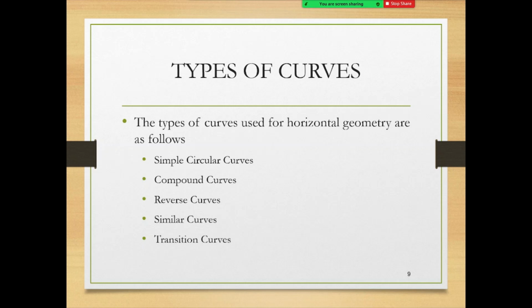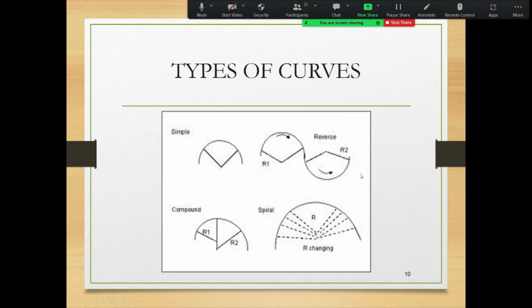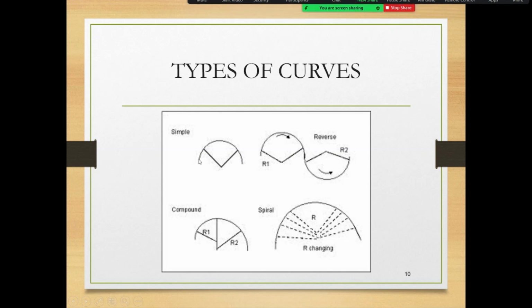The types of curves used for horizontal geometry are as follows: simple circular curves, compound curves, reverse curves, and transition curves. We'll discuss them in detail. This is a simple curve. There is one tangent here, another tangent there, and you connect these two tangents by a curve. That is called a simple curve. And then there is a reverse curve. Here, there is one curve in the clockwise direction, another curve in the anti-clockwise direction, and they are connected at a common tangent point. That is called a reverse curve.